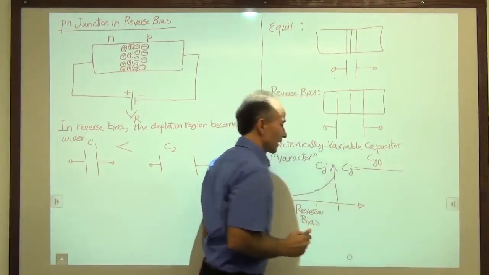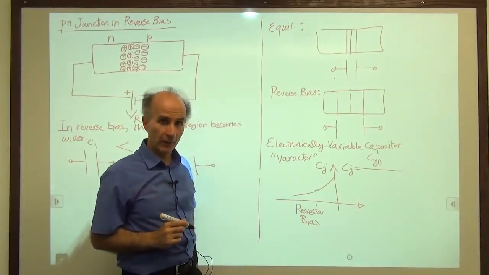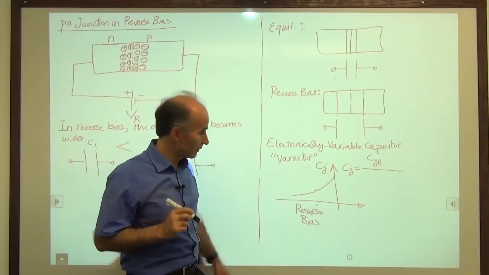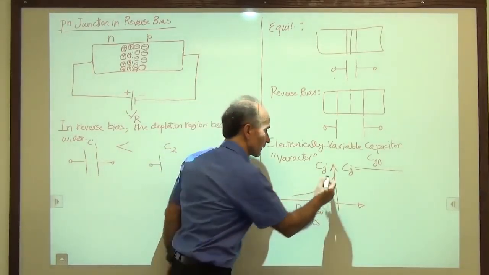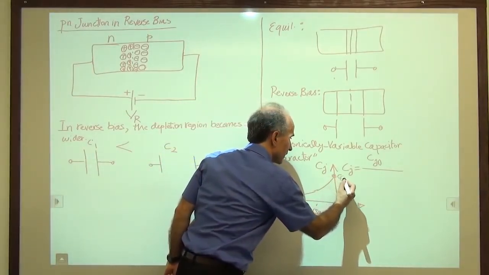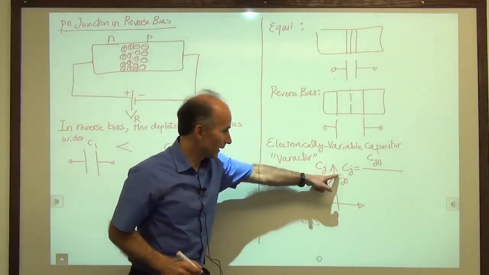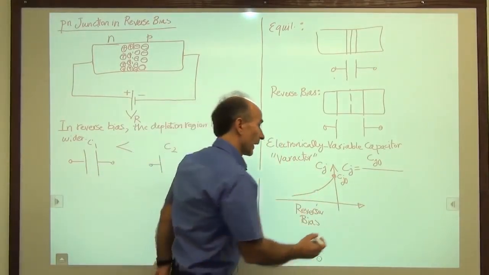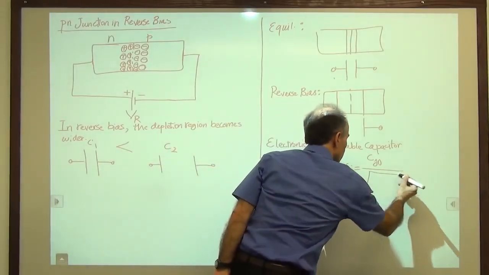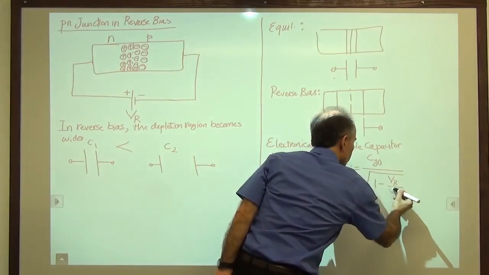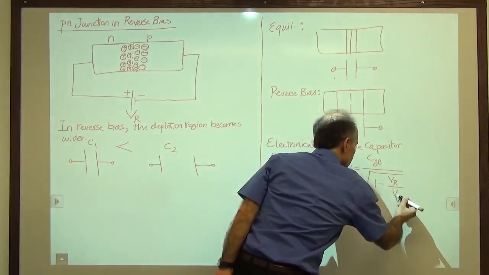Cj0 is the value of the capacitance when the voltage across the junction is 0, right here. So this value is Cj0. Now we would like a declining function, and that function looks like this: 1 minus VR over V0.